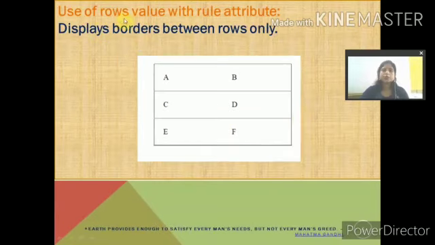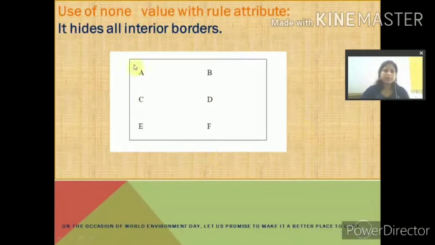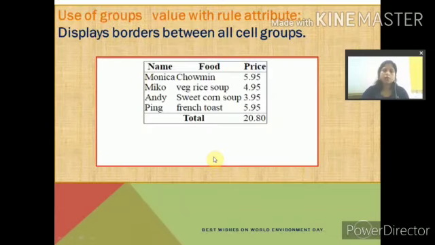But if you use the rows value, meaning you write rules equal to rows, you will find rows will be there, but there will be no lines for the columns. There will be no lines for columns, but there will be lines for your rows. Similarly, if you use the none value, you will find neither row borders nor column borders. You will find only the data inside the table and no border will be there.